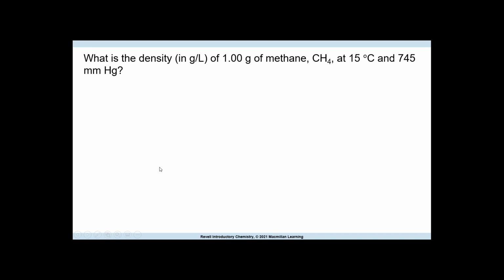What is the density? Now, this is a problem that tends to mess students up. And notice there were no samples in the lecture that I did. For some reason, they didn't give that to me. But I have broken this down. This is not a difficult problem. What is the density, and it tells you what the units have to be. And that helps you because it'll keep you on the right path. Of 1 gram of methane at 15 degrees Celsius and 745 millimeters of mercury.